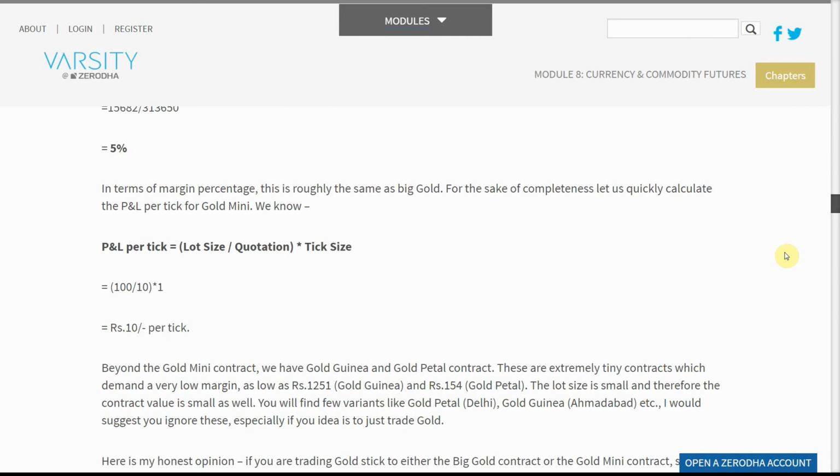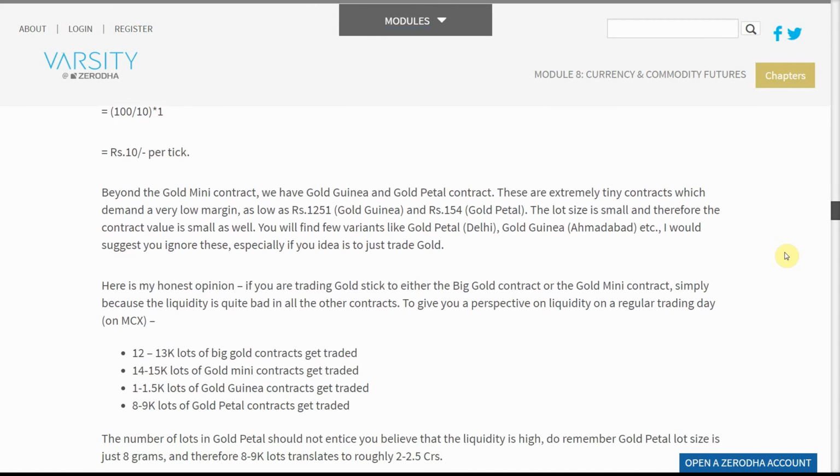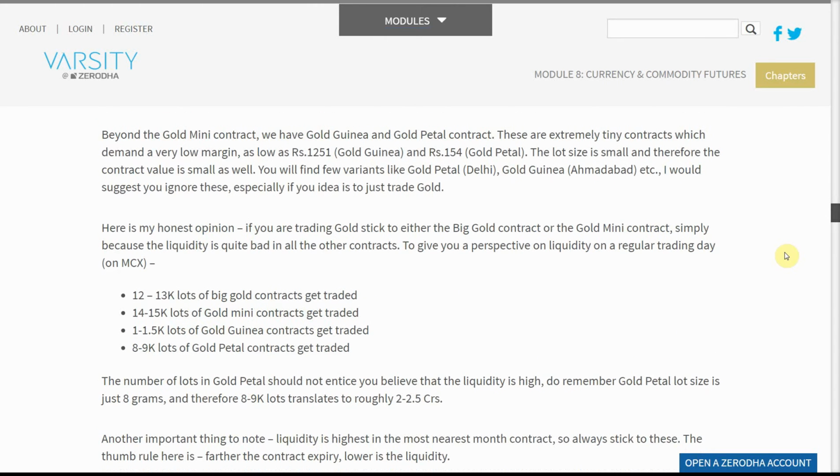For the sake of completeness, let us quickly calculate the P&L per tick for Gold Mini. We know P&L per tick equals lot size divided by quotation times tick size, which equals 10 * 1 equals 10 rupees per tick. Beyond the Gold Mini contract, we have the Gold Guinea and Gold Petal contracts. These are extremely tiny contracts which demand a very low margin, as low as 1,251 rupees for Gold Guinea and 154 rupees for Gold Petal. The lot size is small and therefore the contract value is small as well.